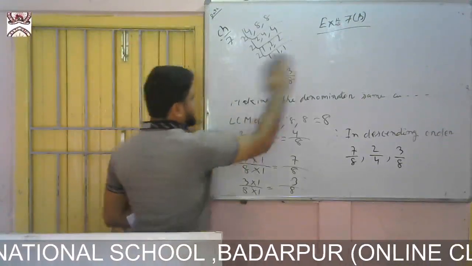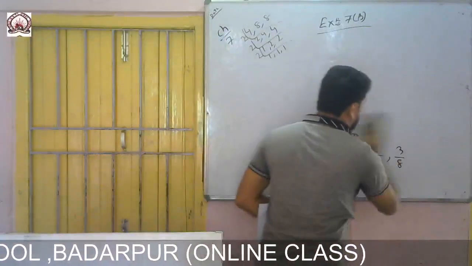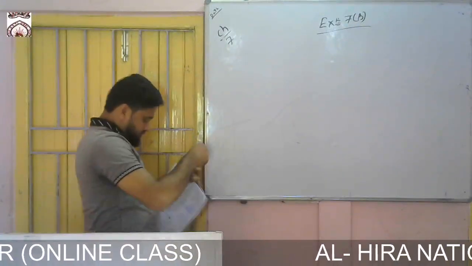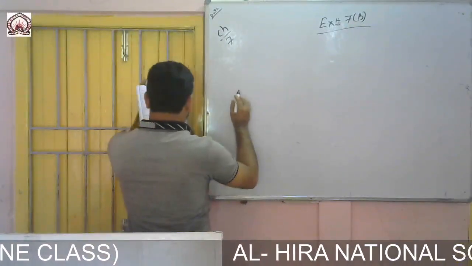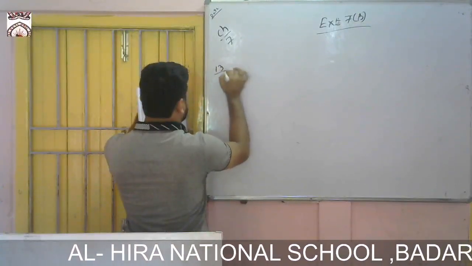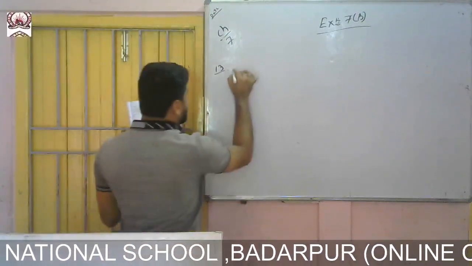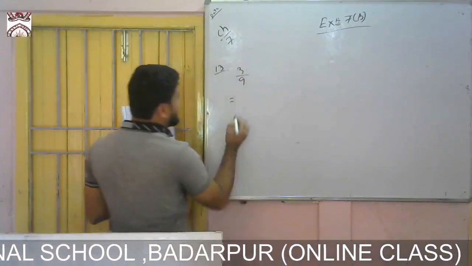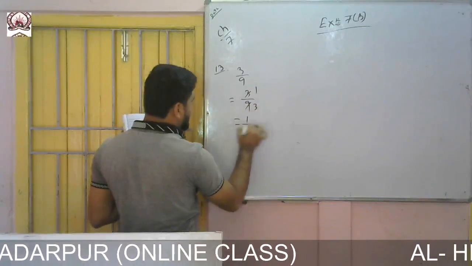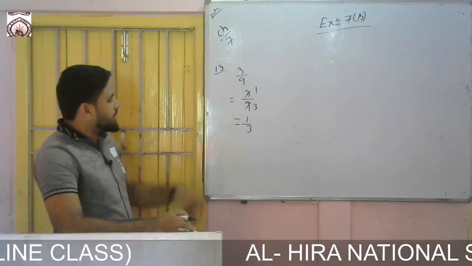Okay. So see question number 13. So question number 13 is what? 3 by 9. So cancel. 3 by 9 I can cancel like this. 3 1s are 3, 3 3s are 9. It is what? 1 by 3. Now it is in lowest term, because we cannot further divide it.